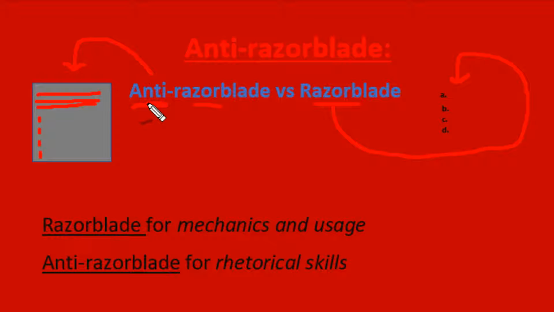We have action words in these types of anti-razor blade questions. Say the author would like to suggest, the author wants to point out, the author wants to visualize, the author wants to make it more descriptive, the author wants to describe. Words that suggest anti-razor blade in rhetorical skills. So once again, razor blade, mechanics and usage; anti-razor blade, only rhetorical skill questions. Let's go ahead and take a look at a couple questions.